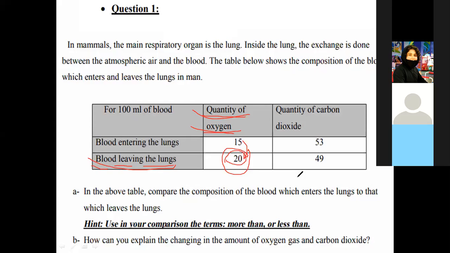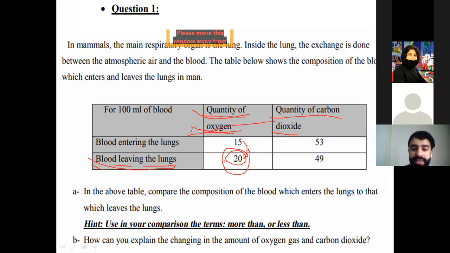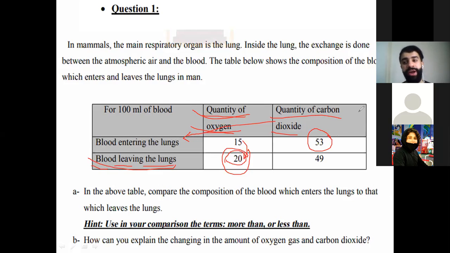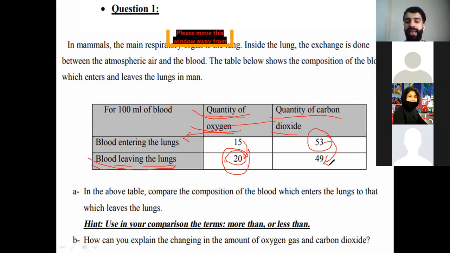You have to say first whether it is greater than or less than. The quantity of carbon dioxide in the blood entering the lungs was what? 53 milliliters, which is greater than the quantity of carbon dioxide in the blood leaving the lungs, which is 49. Very good, excellent, Adam. It's greater than, since 53 is greater than 49.